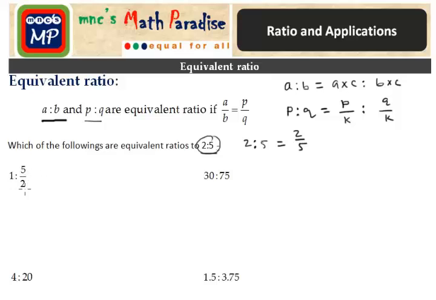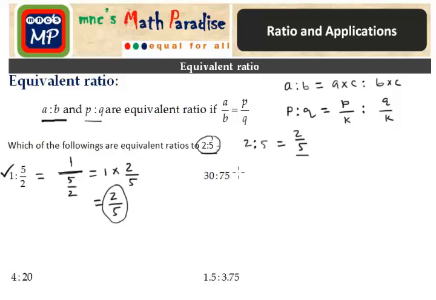1 ratio 5 divided by 2, we can write it, its equivalent value will be, we know if a ratio is A ratio B, its equivalent fraction value is A divided by B. So here 1 ratio 5 by 2, its equivalent fraction value will be 1 divided by 5 divided by 2. If we convert this division into multiplication, then 1 multiplied by, this 2 will go up and 5 will come down. So we are getting 2 divided by 5. So this 2 divided by 5 and this 2 divided by 5 are the same. So this one is an equivalent ratio to 2 ratio 5.